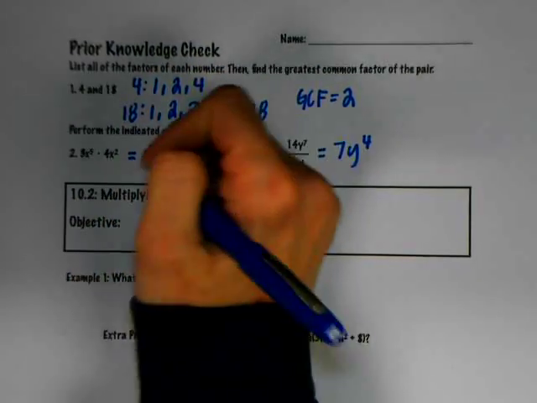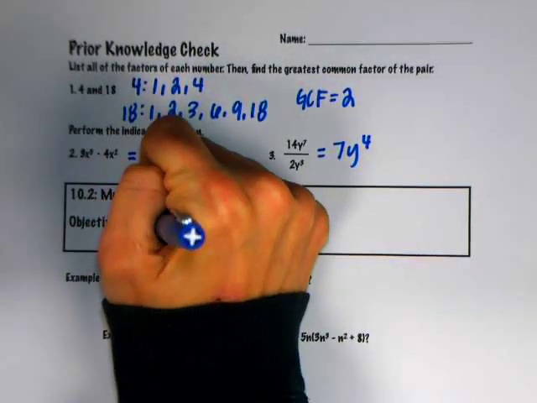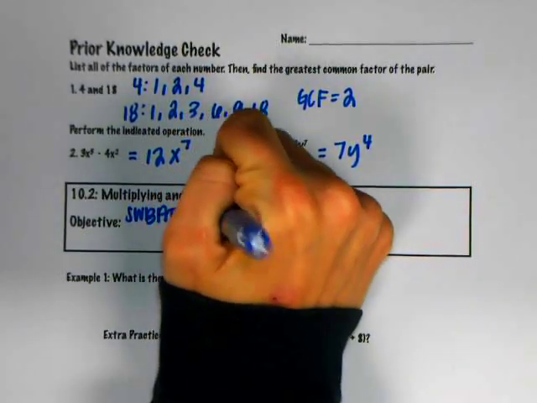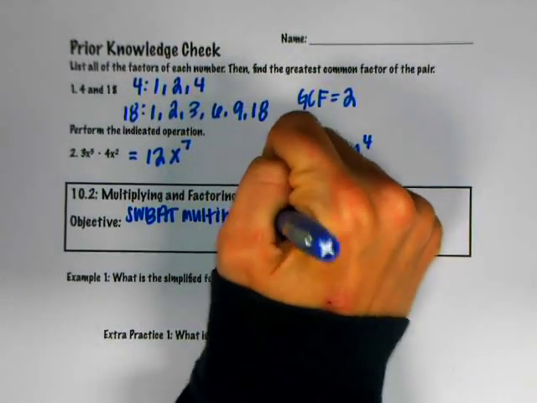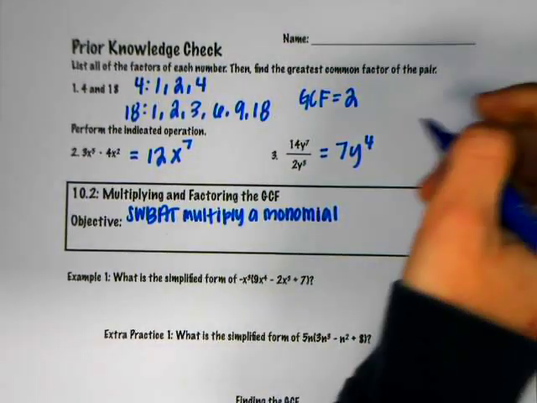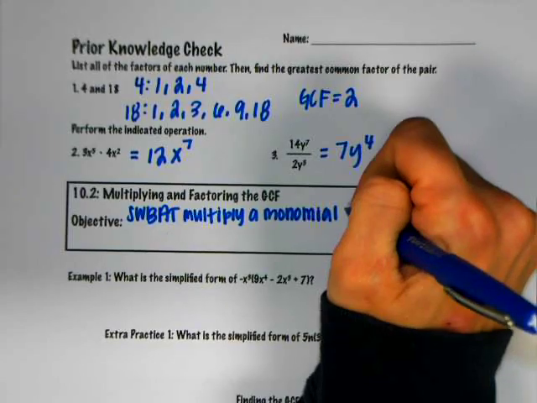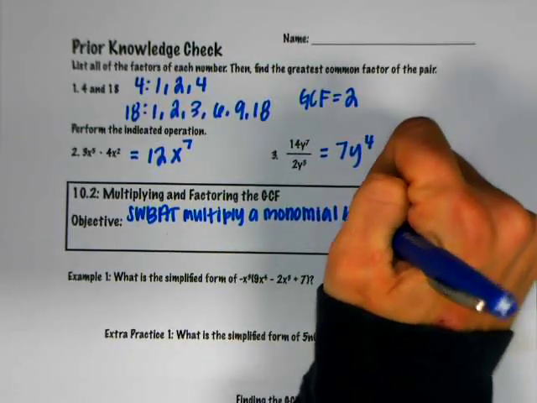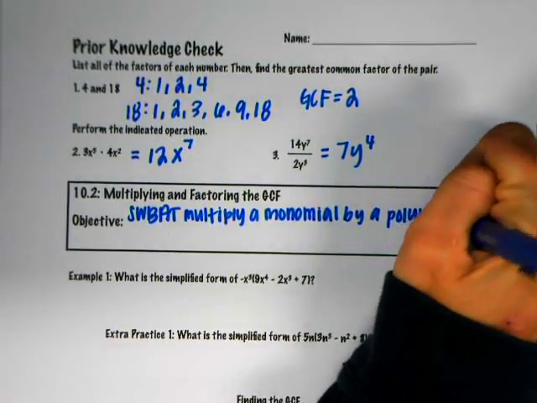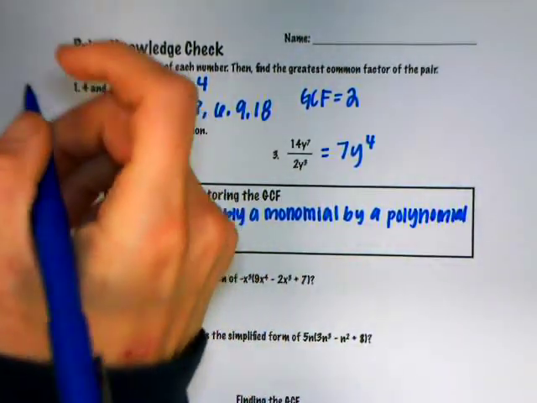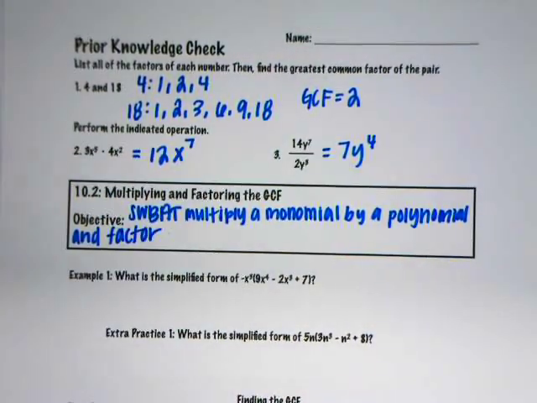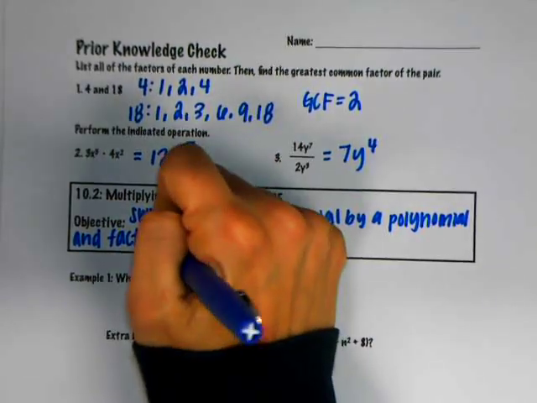So, your objective today, students will be able to multiply a monomial. What's monomial mean? Yep, one-term polynomial. Perfect. By a polynomial. And that's just going to be all polynomials. And factor a monomial from a polynomial.